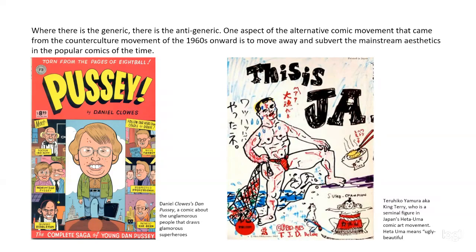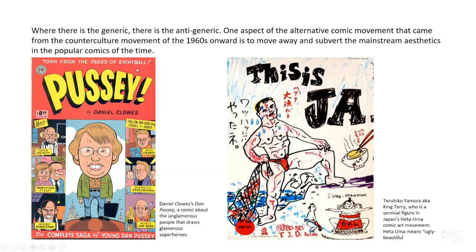Where there is generic, there's this anti-generic. One aspect of the alternative comic movement that came from the counterculture movement of the 1960s onward is to move away from and subvert the mainstream aesthetics in the popular comics of the time. So from the 60s counterculture movement, we have the American underground comics movement. And Daniel Clowes, even though he started late, around the 80s, is a seminal figure.